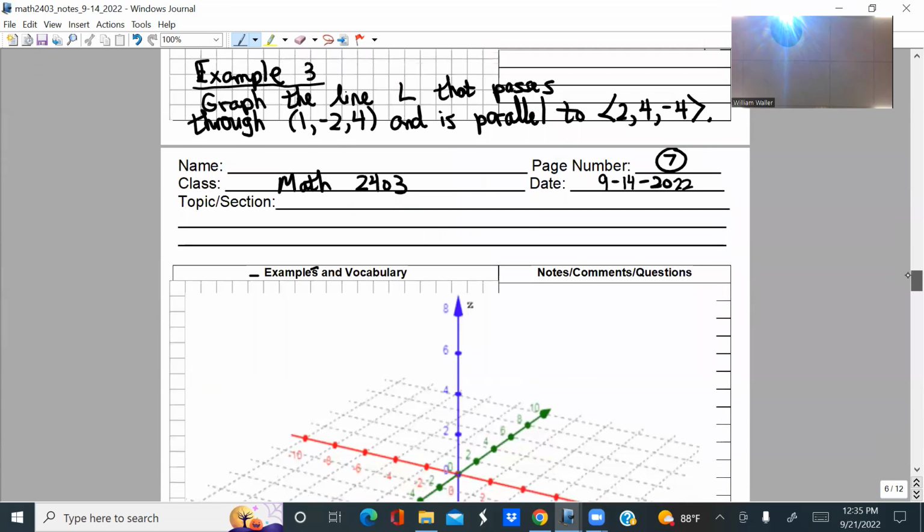Let's try another one. We don't have to graph it, but let's just see if we can write down the equations quickly there, either the symmetric equations or the parametric equations. It's fine. All right.